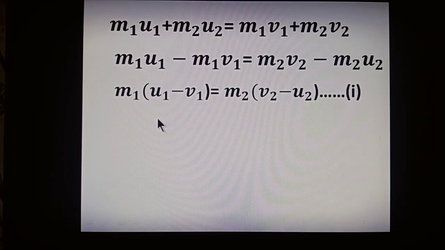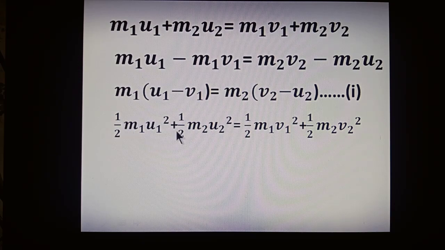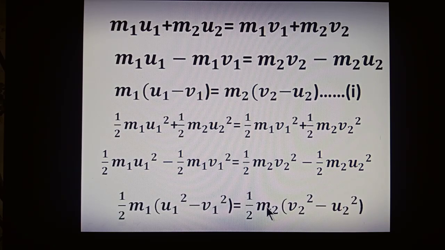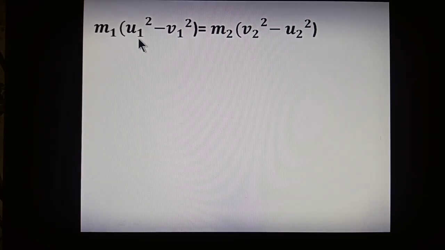Now applying the law of conservation of kinetic energy. Total kinetic energy of the system before the collision should equal the total kinetic energy of the system after the collision. Again, rearranging this equation, taking m1 v1 on the left and m2 u2 on the right side, and again taking half m1 common from the left side and half m2 common on the right side. Half will be cancelled with the half and we are left with the equation m1 (u1 square minus v1 square) equals m2 (v2 square minus u2 square).